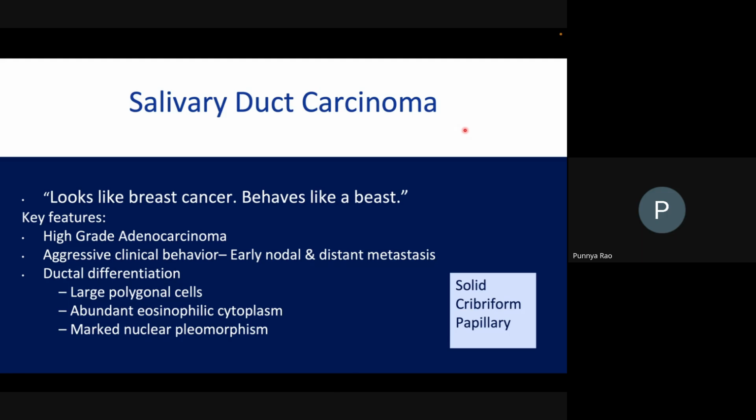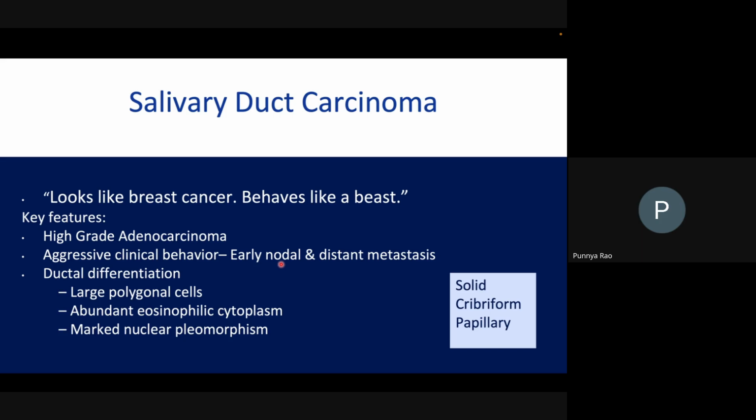So the name salivary duct carcinoma was given because it looks like breast carcinoma, that is ductal carcinoma of the breast. So it looks like breast cancer, it behaves like a beast. It's considered to be one of the highest grade tumors, and it has a very high rate of recurrence, very poor prognosis. The survival rate is very low, and most of the patients who present with salivary duct carcinoma already have developed metastasis. So the key features: it is a high grade adenocarcinoma with aggressive clinical behavior.